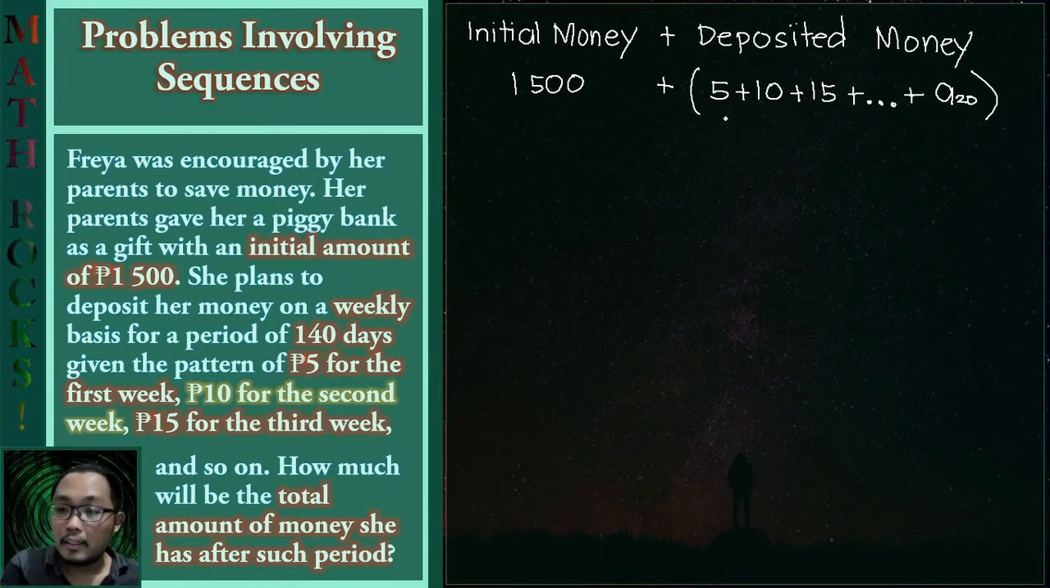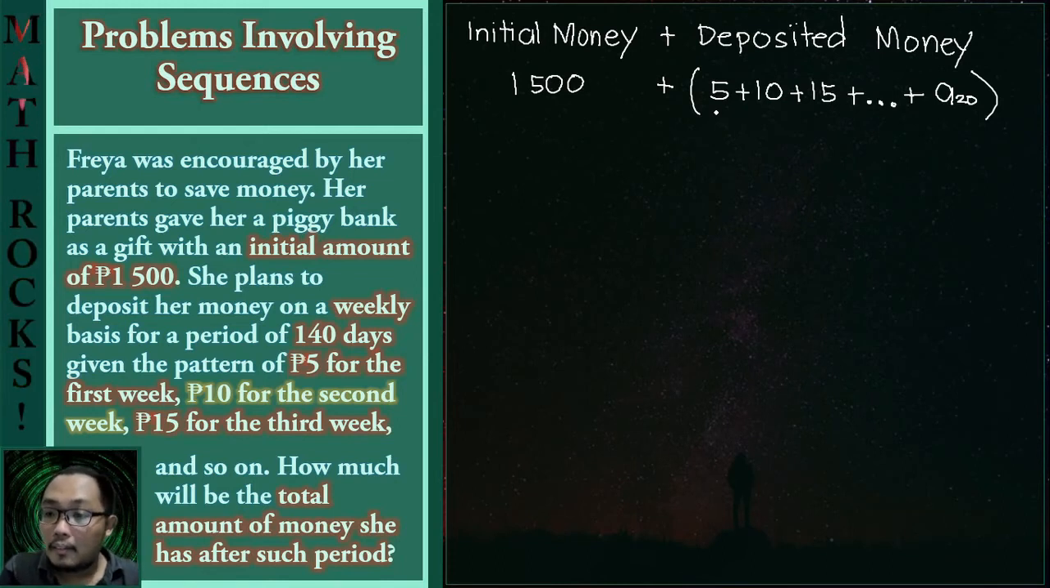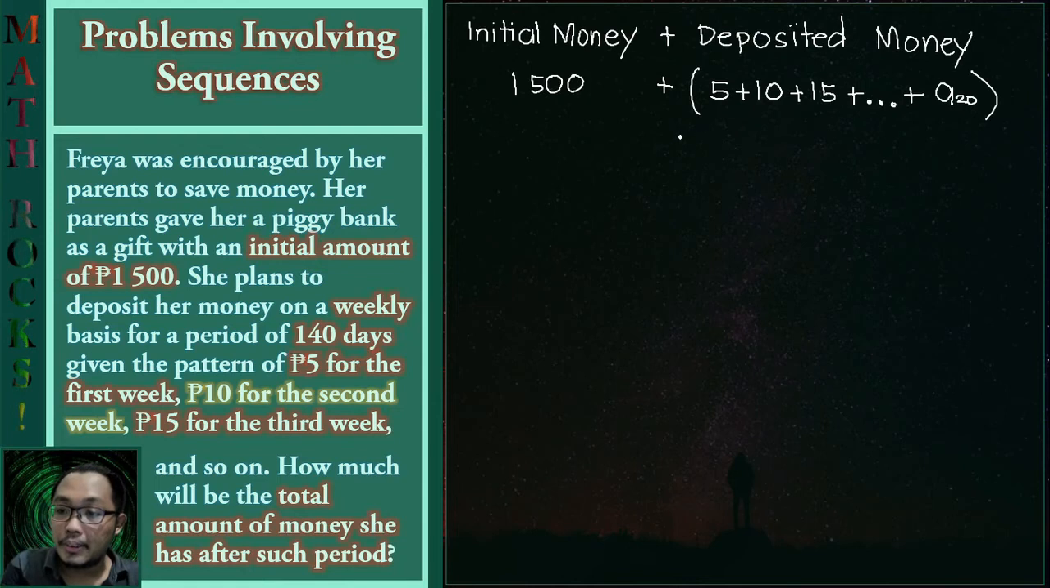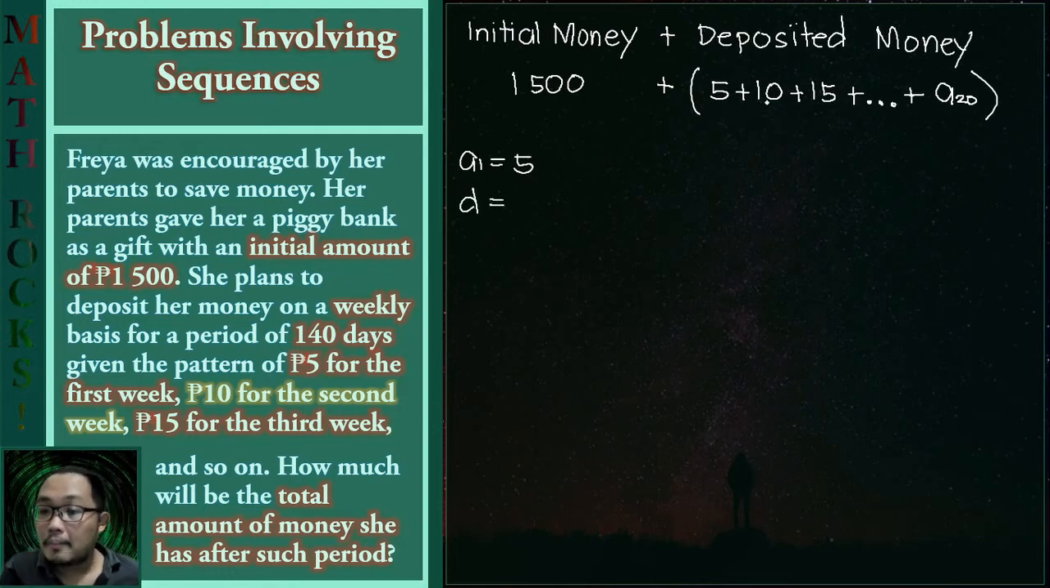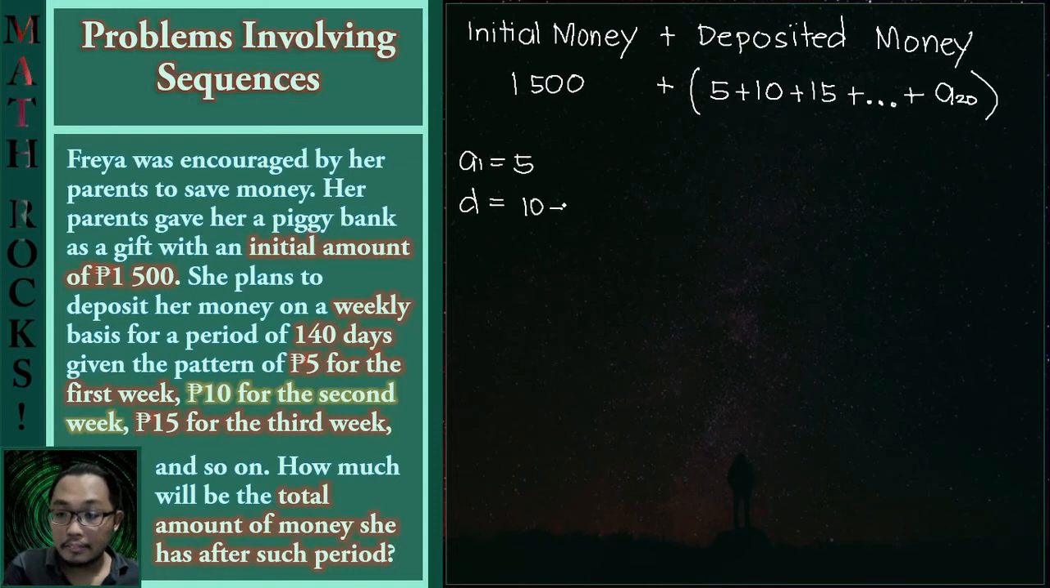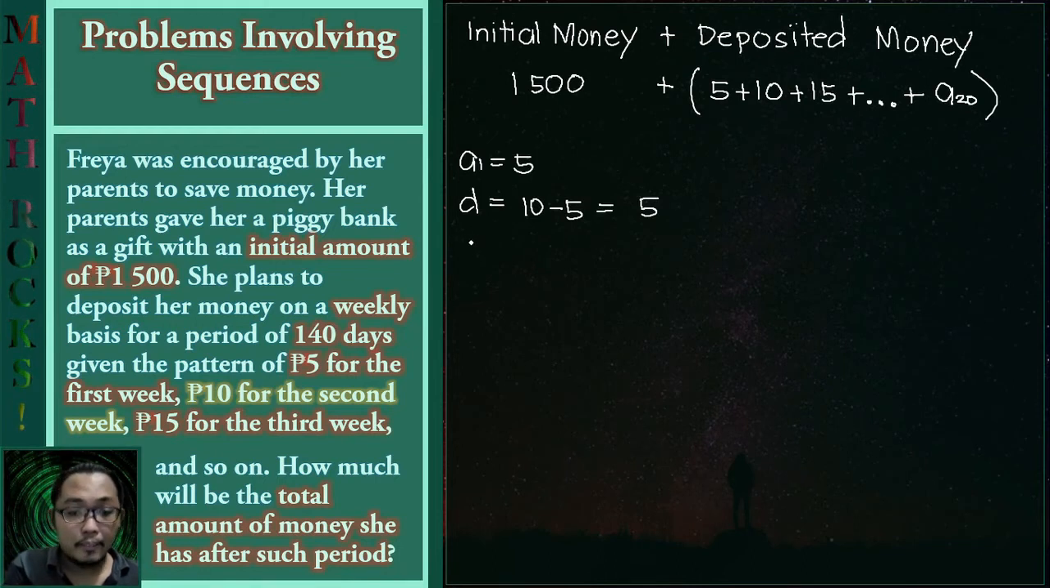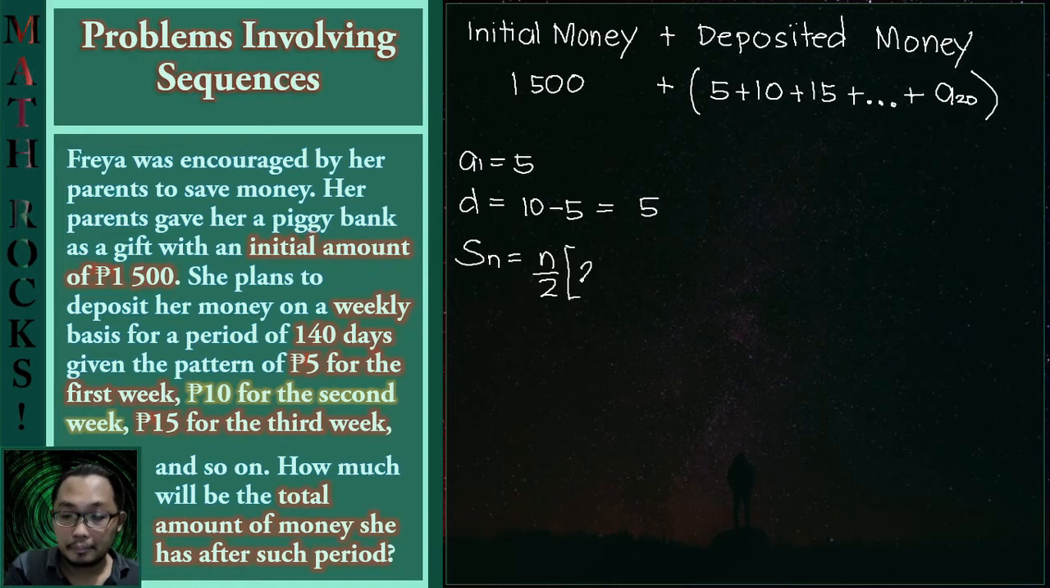Looking at the information that we can have with this illustration, our a sub 1 would be 5, while the common difference can easily be determined by taking the second term minus the first term, which has a value of 5. And the formula for the arithmetic series that we would be using here, obviously, is the formula that only requires such quantities as a sub 1 and the common difference. And here is our formula.